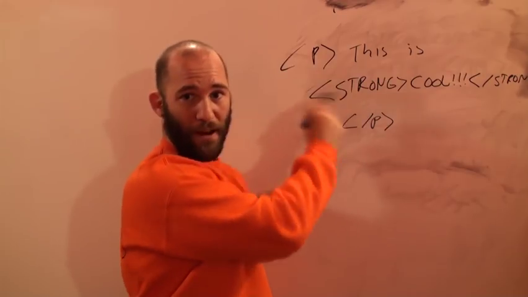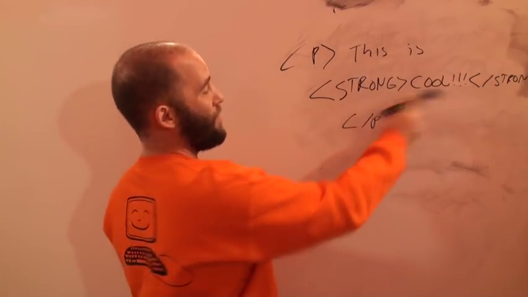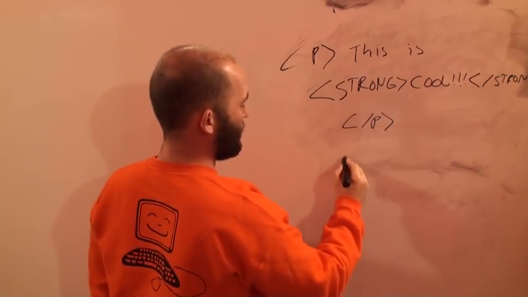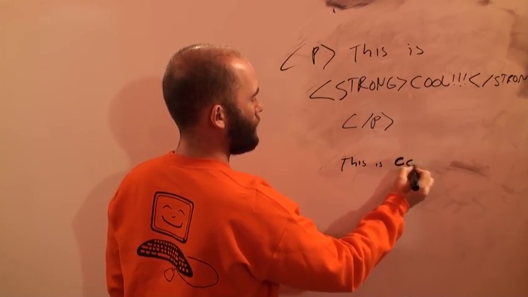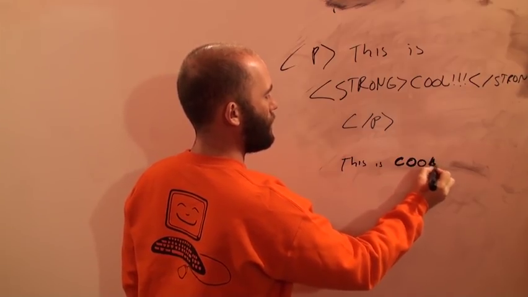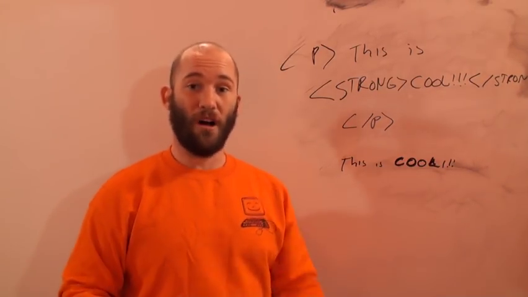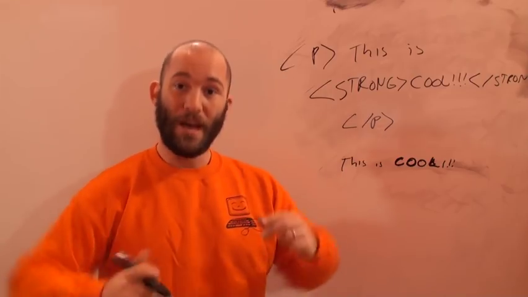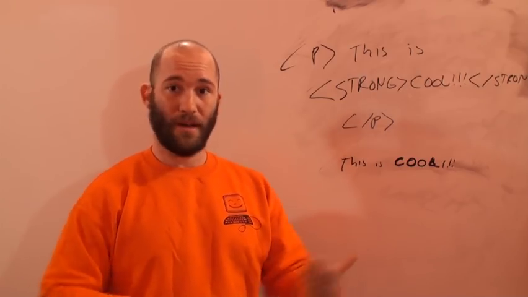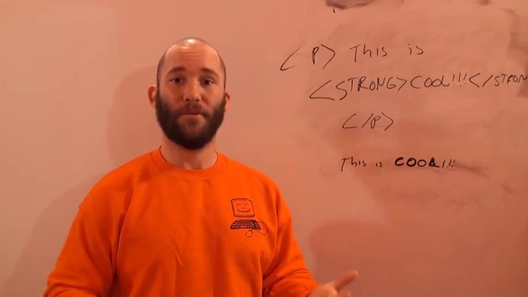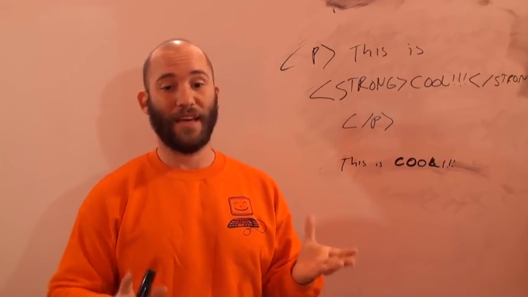And then we close the entire paragraph. So this is normal paragraph text. You know that by the P. So this will look normal, and then cool will be big and bold. So this is how it would look on the web page. You can use the strong tag to make things bold. Using tags like this, you can italicize certain words in a paragraph. You can underline certain words. There are a lot of things that you can do with these types of tags within the paragraph tags.